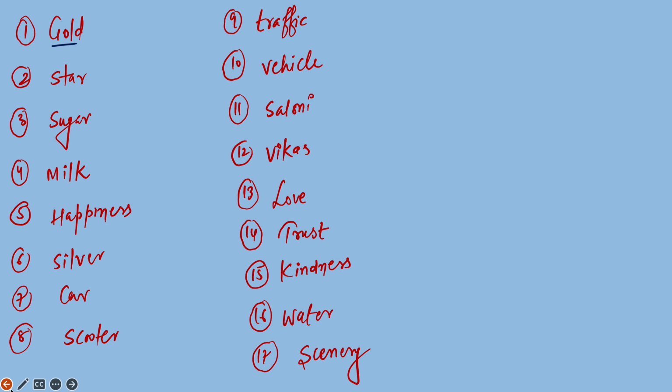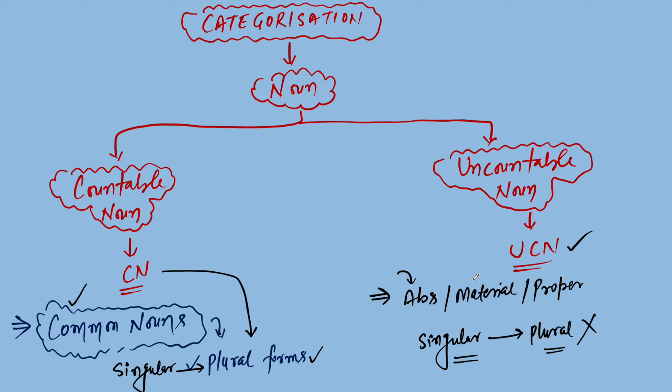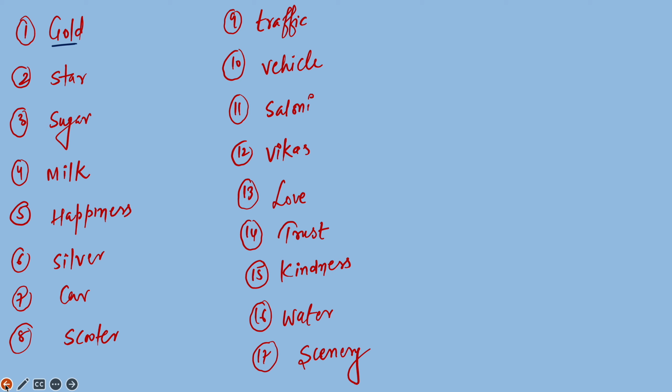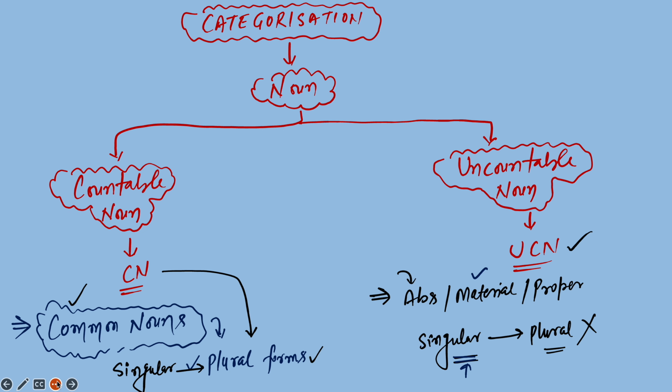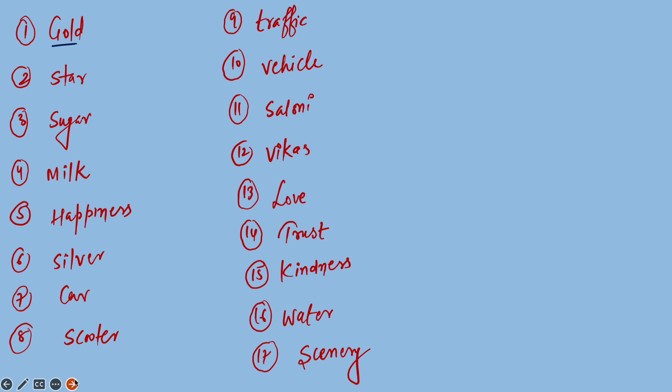Okay, countable. Let me tell you, as I have taken the example of material, proper, and abstract noun, and I told you like you can't actually convert from singular to plural form. You can't change from singular to plural form. So these nouns are not countable. It means this is uncountable noun. This is uncountable noun. UCN. Uncountable noun. Is it clear?